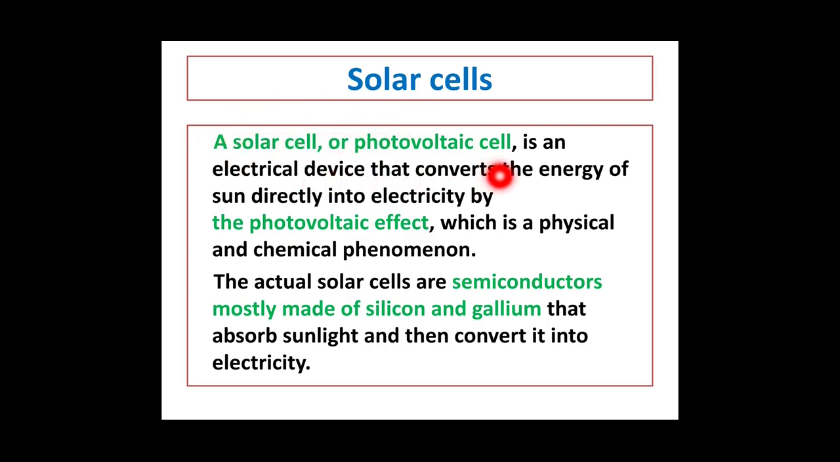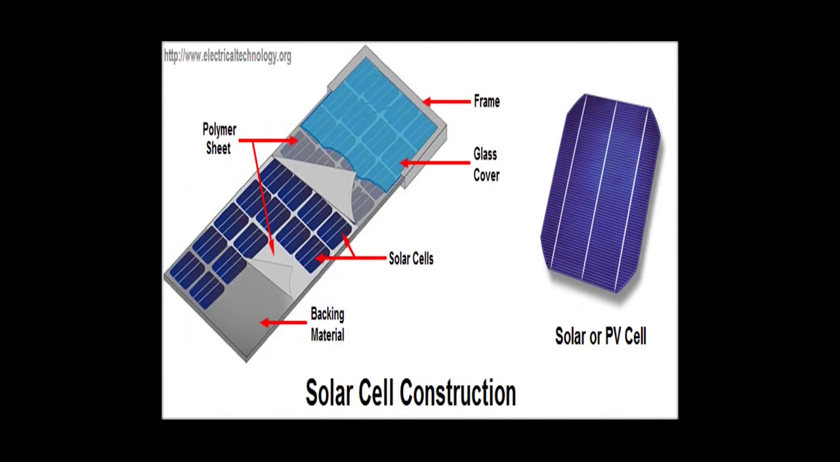A solar cell is an electrical device that converts energy of the sun directly into electricity by the photovoltaic effect, which is a physical and chemical phenomenon. So this is a technology, a method by which solar energy is converted into electricity. The actual solar cells are semiconductors, mostly made up of silicon and gallium. You can see the picture, this is a solar cell, and the layers of the solar cell are also shown. It's very clear from the picture that these are the materials used to construct a solar cell.